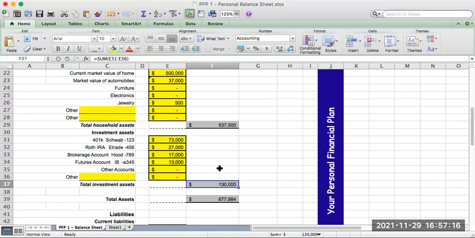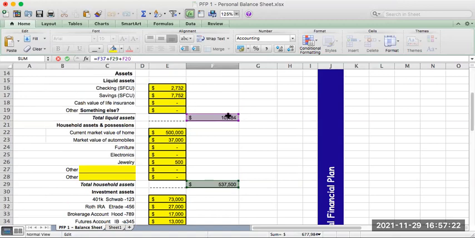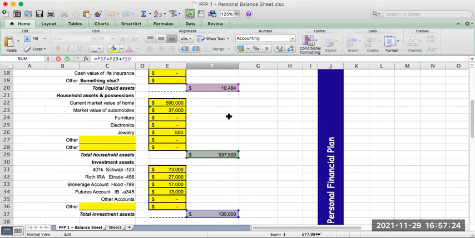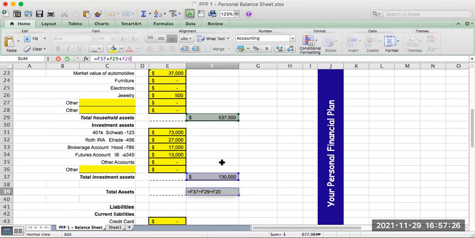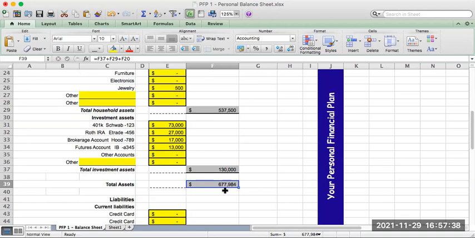So what does that give us? We have now gone through our assets, and according to this, liquid assets plus household assets plus total investment assets gives us total assets in this scenario, $678,000 almost. Okay, is that what we're worth? Yeah, not quite. Why is that?